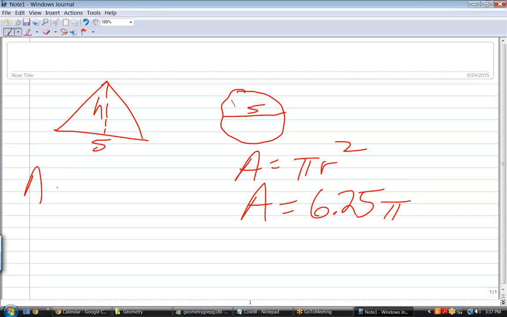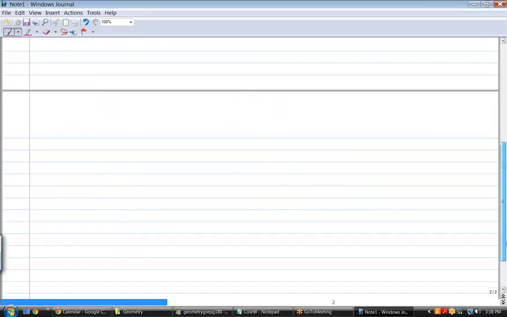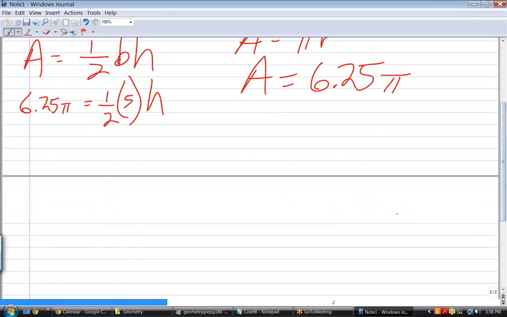What's the general formula for the area of the triangle? Base times height divided by 2, or 1/2 base times height. Same thing. And they're telling us that it has an equal area, so its area must be 6.25 pi. And we know it has a base of 5. There's only one unknown there, h. So, what's the best way to solve for h?